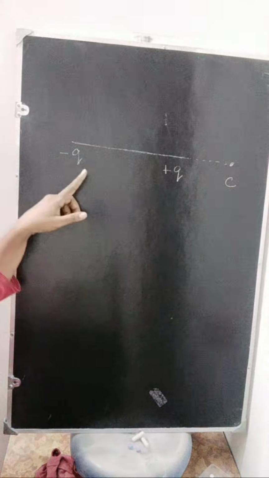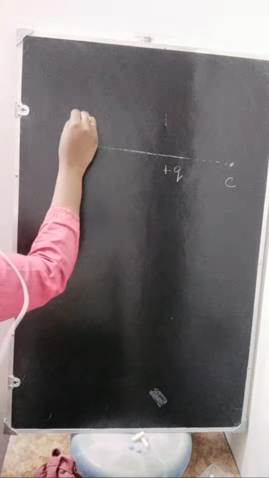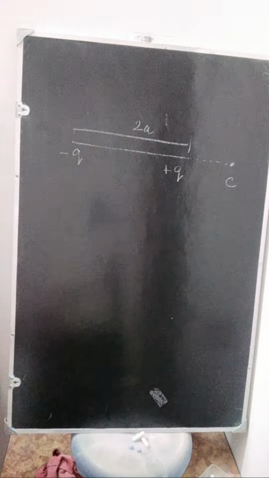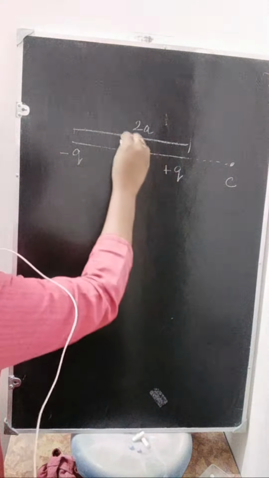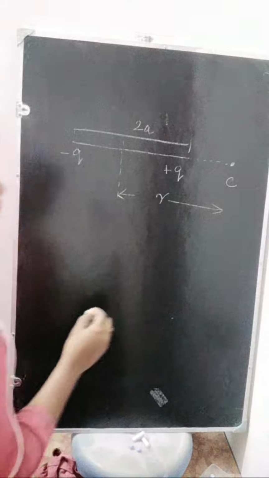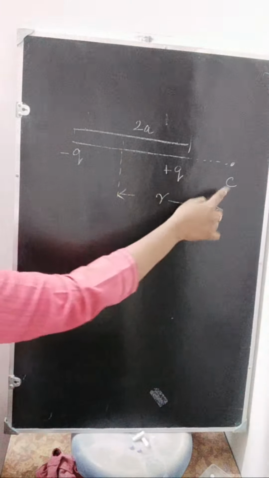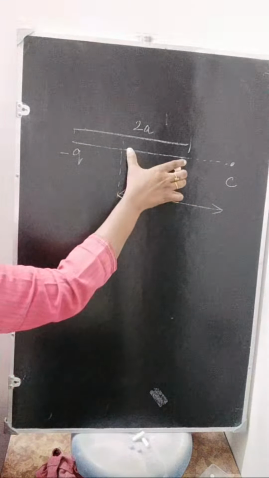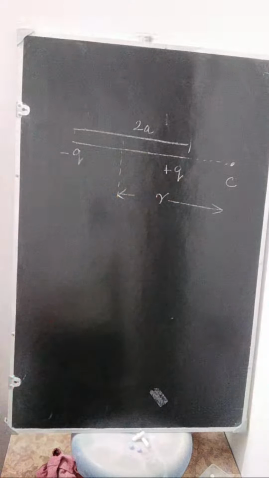So the E vector I am going to find at the point C, which is located along the axial line of the dipole. Here point C is taken. The distance between the two charges of the dipole, which we know already, is 2a. Consider that the point C is located at the distance r from the center of the dipole. So from the center of the dipole, the test point is located at the distance r, and half of the dipole distance is a, and this other half is again a.